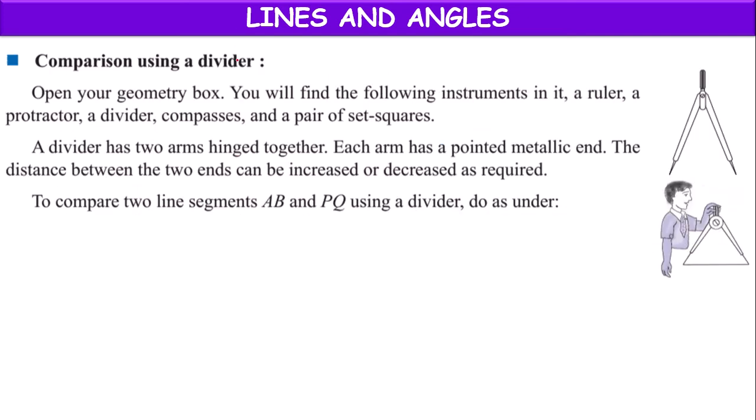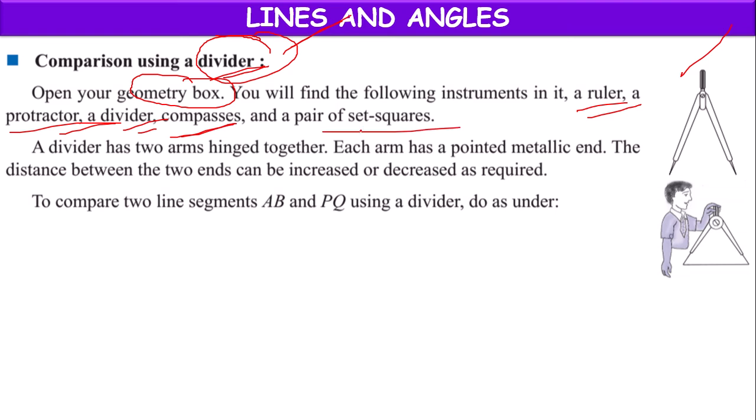So in your geometry box, you will come across instruments such as a divider, which will make our work easy in the case of measurement of lines. When you open your geometry box, you will find instruments like ruler, protractor, divider, compass, pair of set squares. Different mathematical instruments you can find in your geometry box.